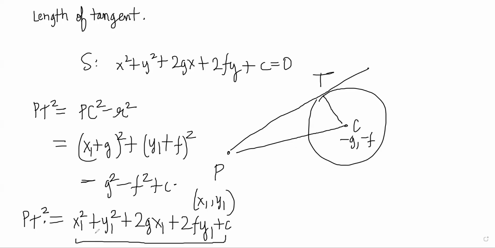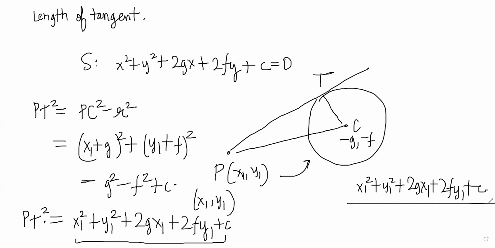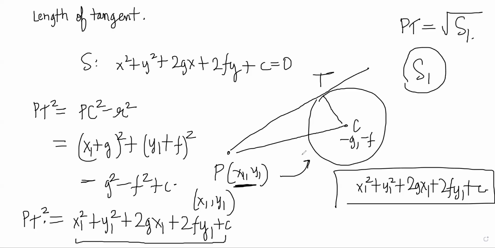And notice what this is. This is like putting this point in the circle equation. This point x1, y1, if you put in the circle equation, you will get x1 square plus y1 square plus 2gx1 plus 2fy1 plus c. So the length of the tangent comes if you put the point into the circle equation; that is the length of the tangent square. So PT, the length of the tangent, is written as root S1, where S1 means you have put the point x1, y1 into the circle equation, right? So that becomes your length of tangent.